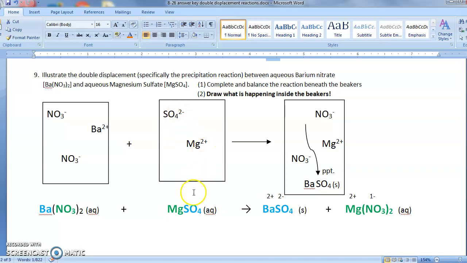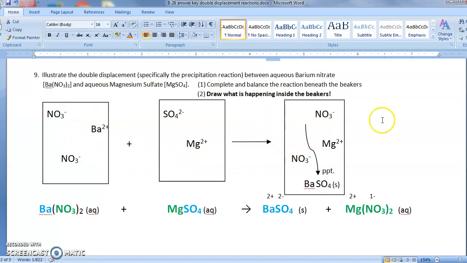Where did I get the charges? Magnesium's in the second family. It's always 2 plus, the alkaline earths. We learned the sulfate ion was 2 minus way back when we learned our polys. Barium also is in family number 2, the alkaline earth metals. They are always 2 plus. Earlier this year, we learned the nitrate ions are 1 minus.